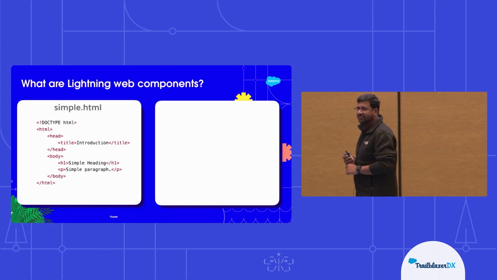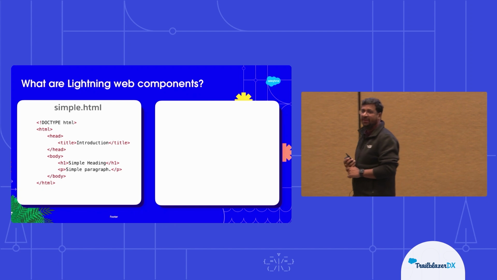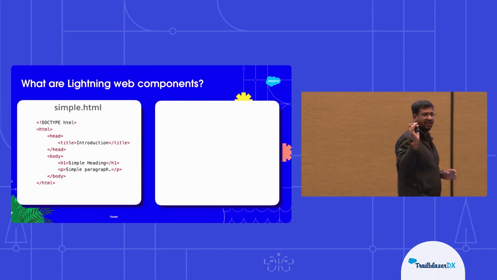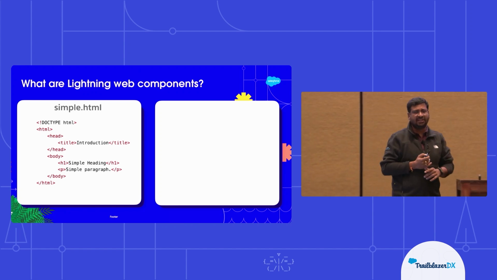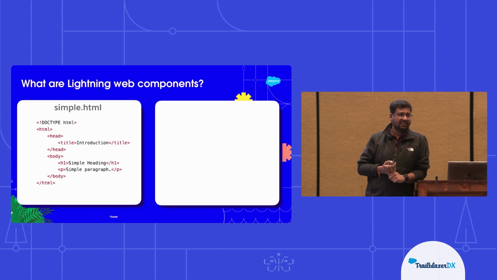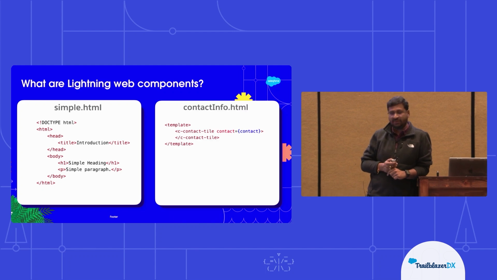So this is a simple HTML document which has some HTML elements, like it has head, it has body, it has title. These are the various standard HTML elements, and each element has a functionality. Now, with Lightning Web Components, we can create our own elements, I would say custom elements.